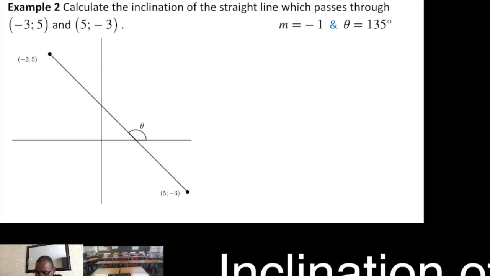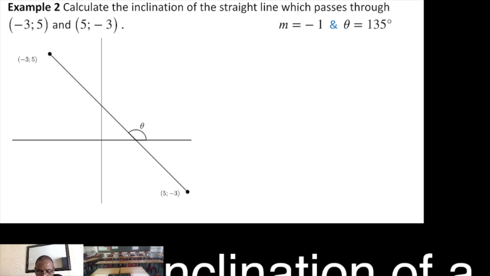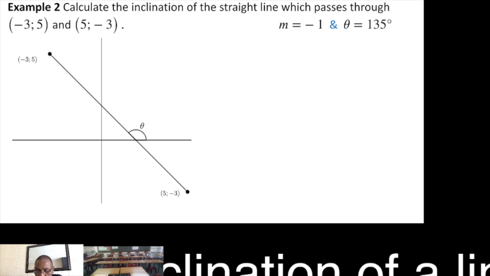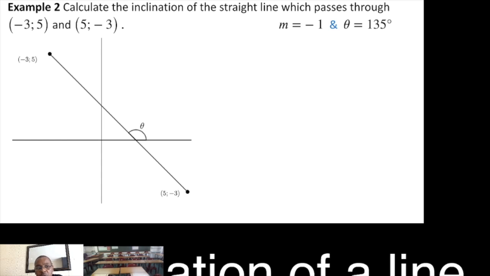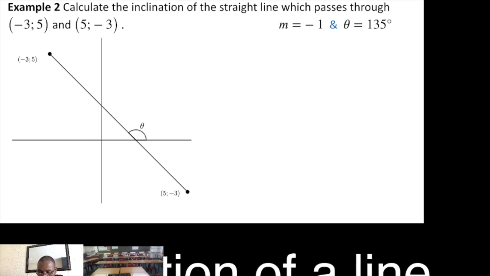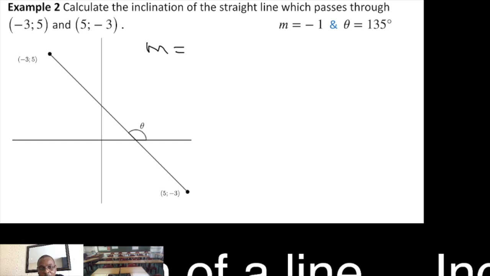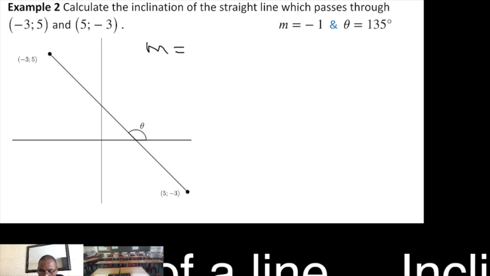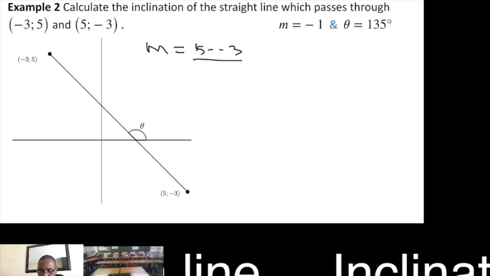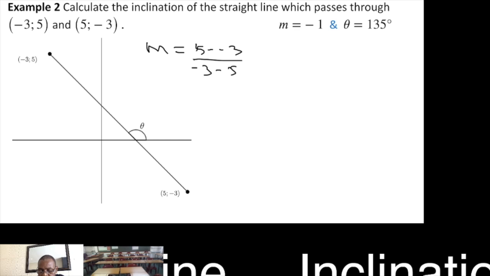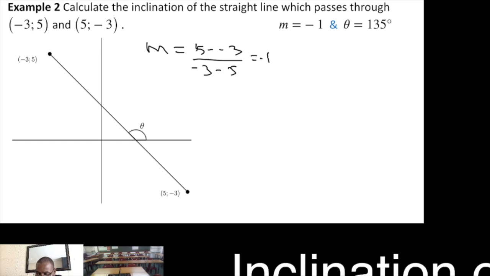Right, here's another example. In this case, our line passes through 2 points, (minus 3, 5) and (5, minus 3). So the first thing is obviously to work out the gradient, because we cannot find the angle of inclination if we don't know the gradient of the line. So let's find the gradient. In this example, the gradient will be equal to y2 minus y1 divided by x2 minus x1. So it's 5 subtract negative 3 divided by negative 3 subtract 5. And that will give you a minus 1. So the gradient of the line is equal to negative 1.